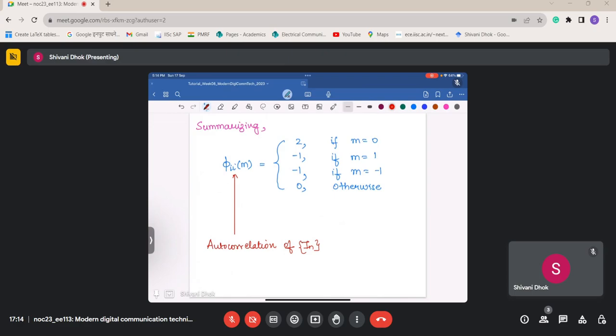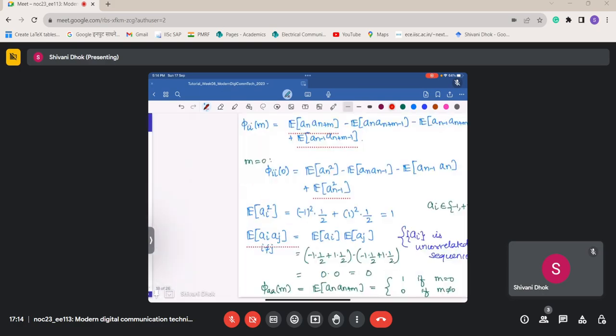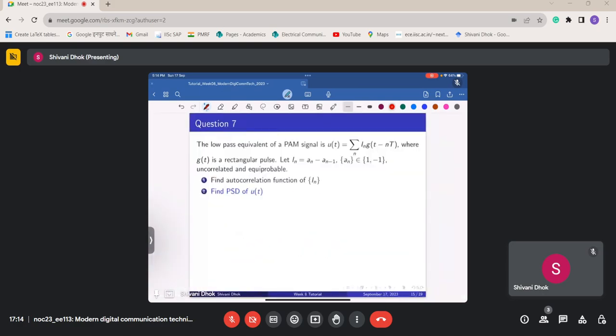Okay, if there are no questions, then let us go with the next subpart of this same question. What is given is, we need to find the PSD of this signal u(t), where u(t) is given by this formula here, and g(t) is a rectangular pulse.